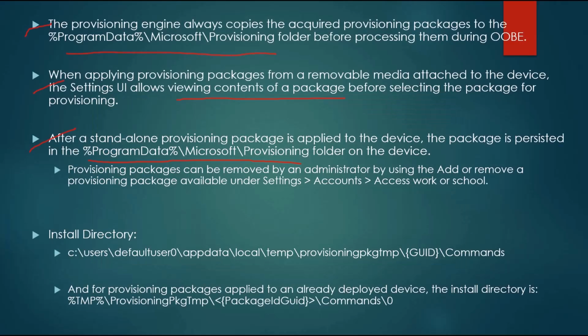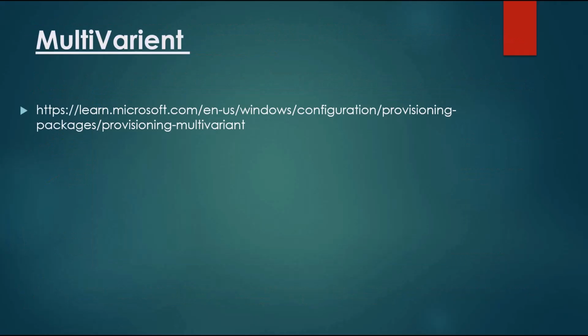In case you want to take a look over it later on, there is, as we have already spoken, a way to remove a provisioning package as well. It's also very easy. We'll see that in the demo. We just have to go to Start, Settings, Access Work or School. On the right hand side, there is a hyperlink which says Add or Remove Provisioning Package. We just have to click over there, and then we have an option of removing a provisioning package. And this talks about the install directory.